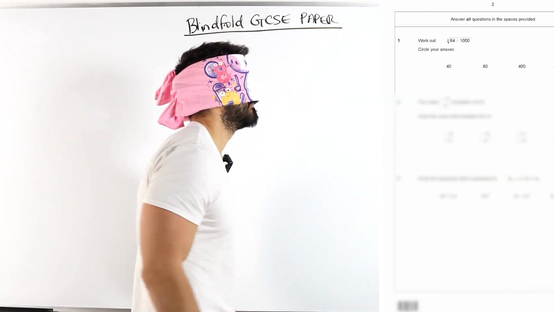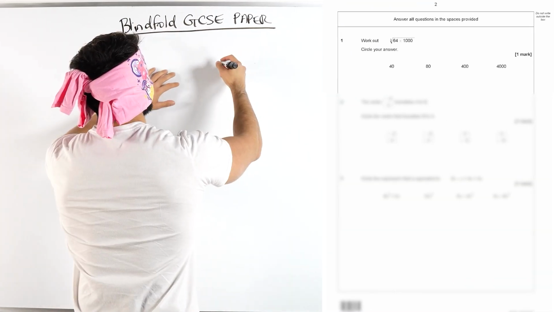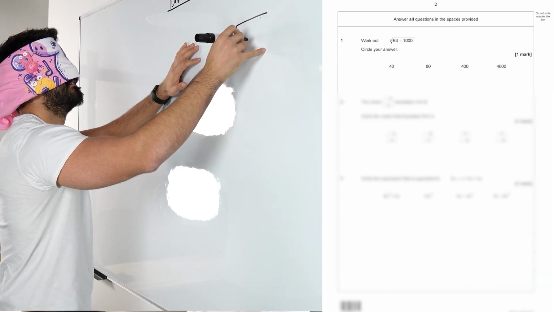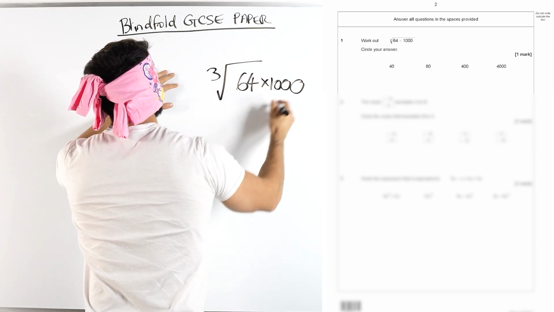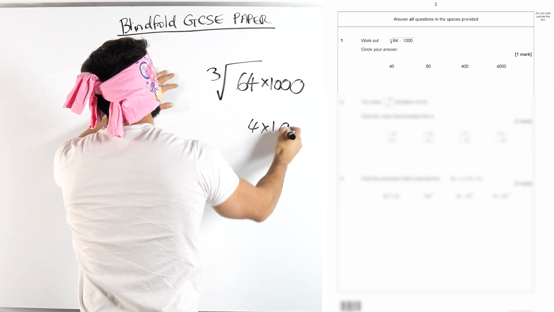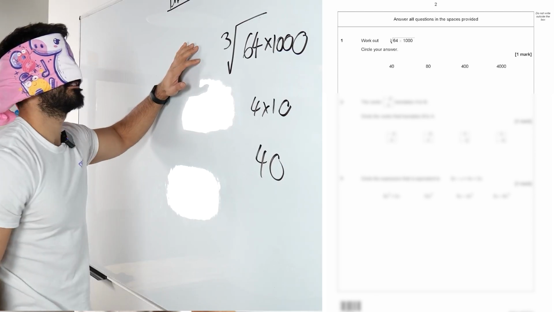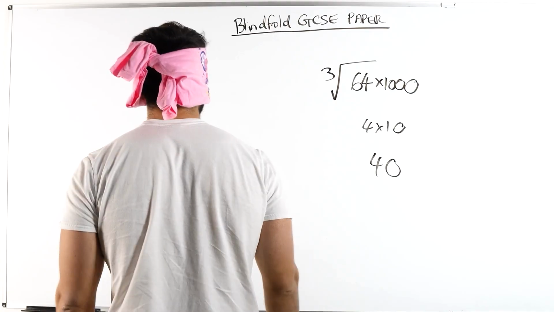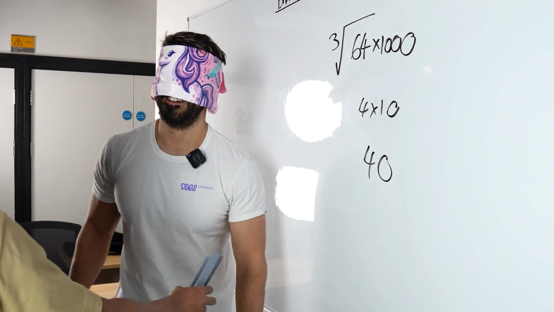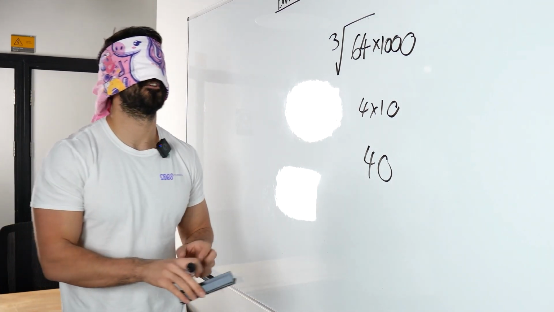Question 1. Work out the cube root of 64 times 1,000. Wait, the times 1,000 is on the inside. Everything inside. So 4 times 10, 40. Okay, that's my answer for the first one. But I need to rub out the thing, right? Try rubbing it out. Oh my god.